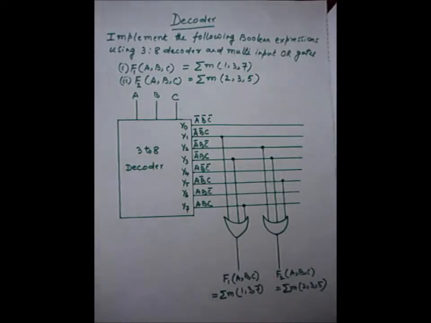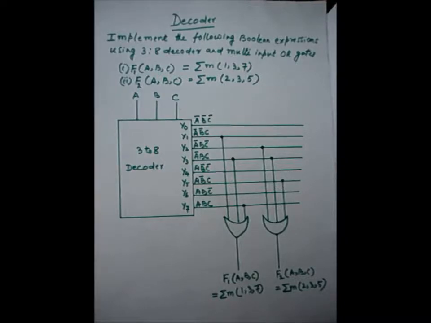We will discuss the decoder, and then we will discuss the implementation of Boolean functions with the help of a decoder. First we come to the decoder. To explain the decoder, I have taken a 3:8 decoder. In that case, there will be 3 inputs and there will be 8 outputs. And in a simplified manner, we can say the decoder is very similar to the demultiplexer.